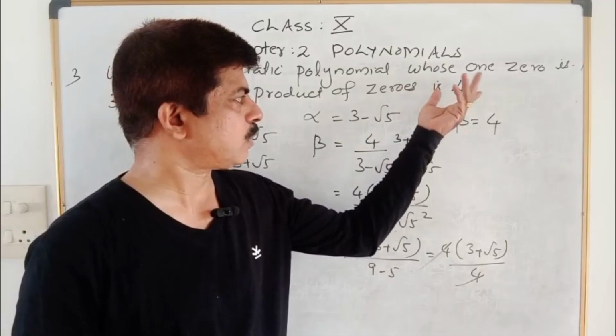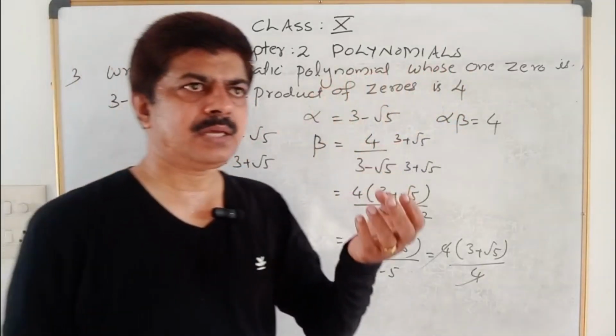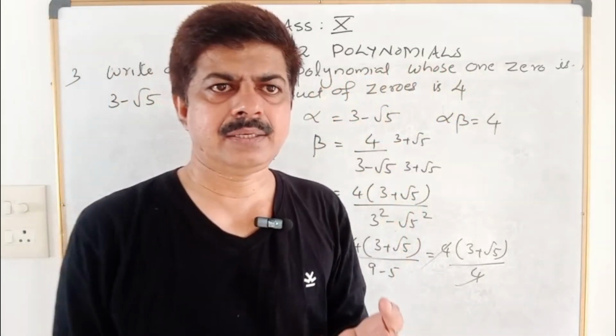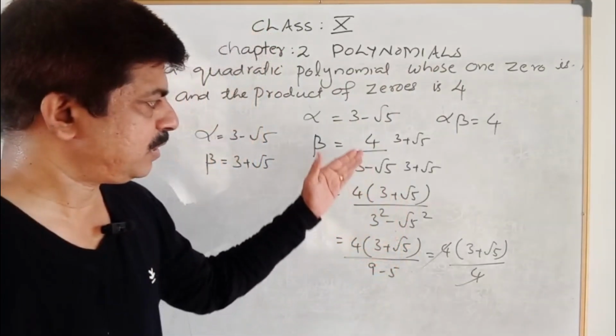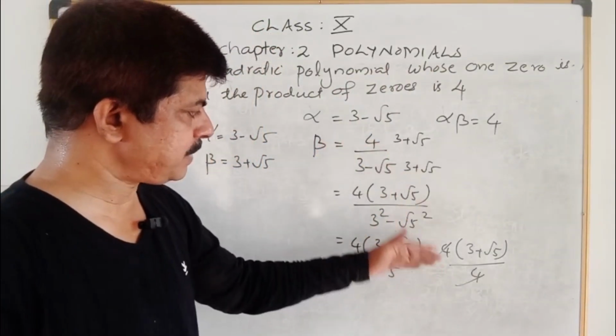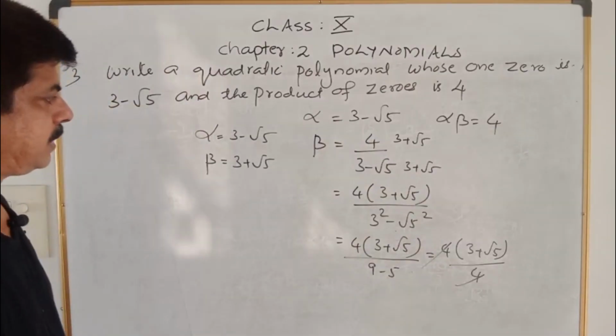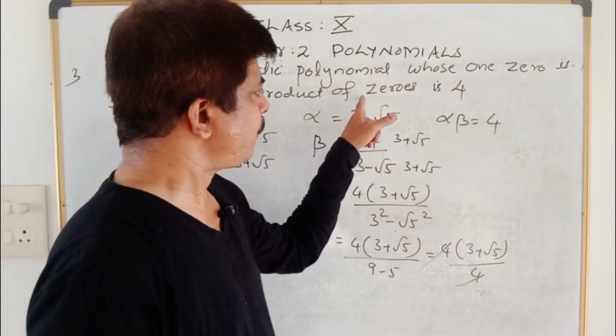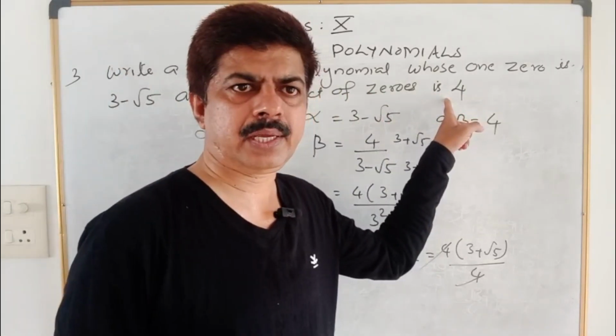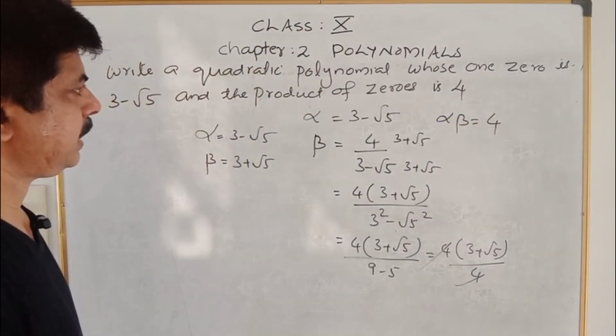Suppose we are given another question. We are given one zero is root 5 plus 2. We can take the other zero as root 5 minus 2. So instead of doing these steps, we can write it as a shortcut. So alpha and beta we got. But according to the question, the product of zeros is 4. We are given the product of zeros is 4.